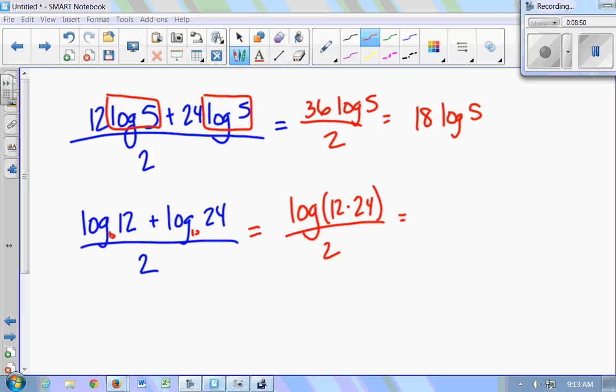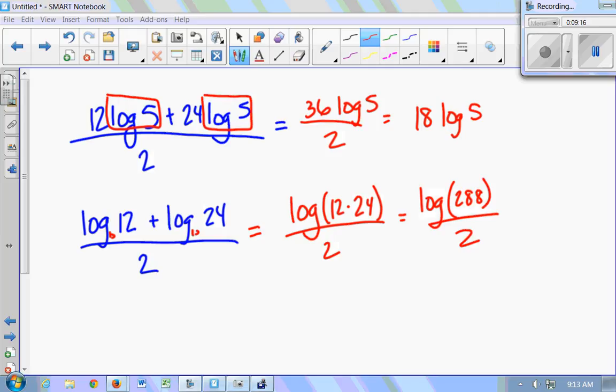So that would be log of 240 plus 288, I think. Yeah. And then you can't do anything with the 2. Can't do anything with the 2.